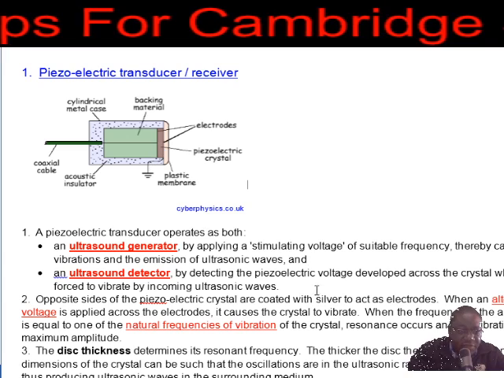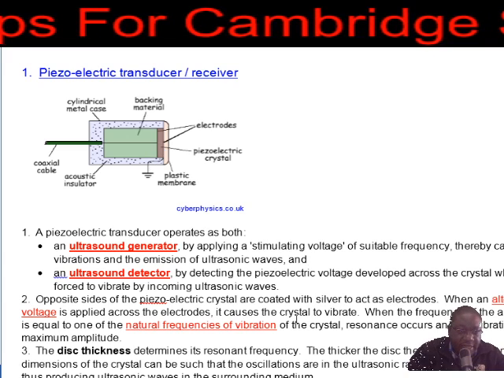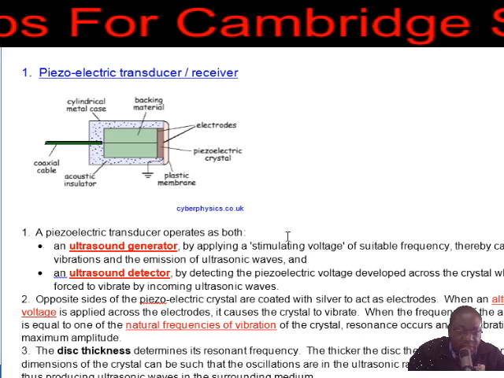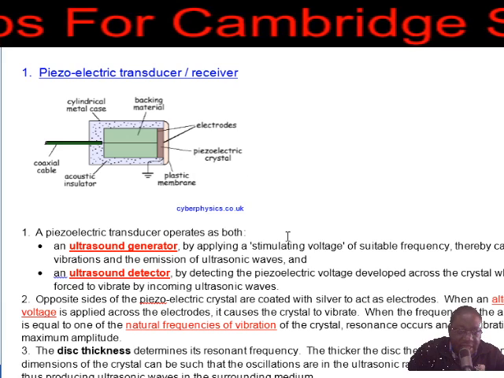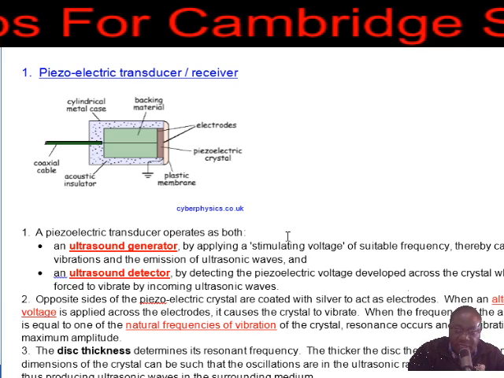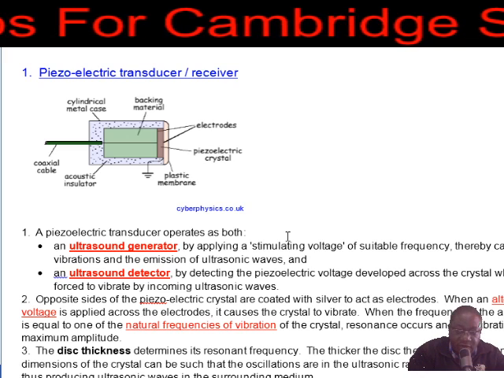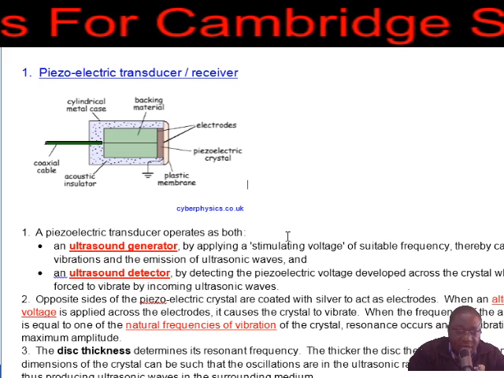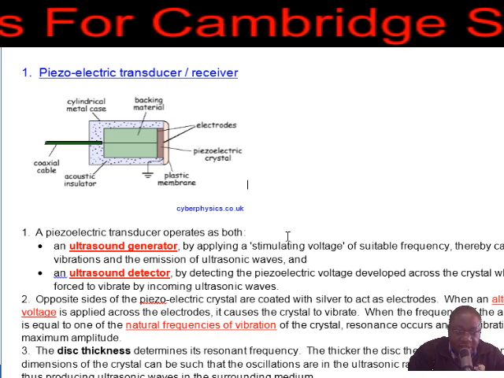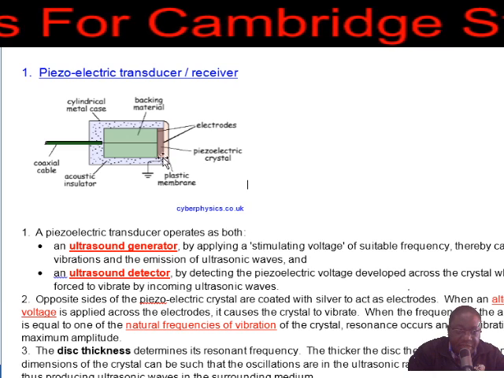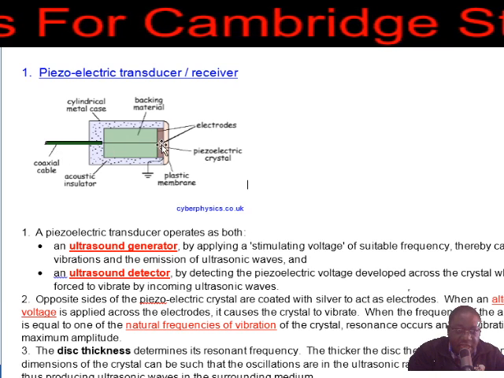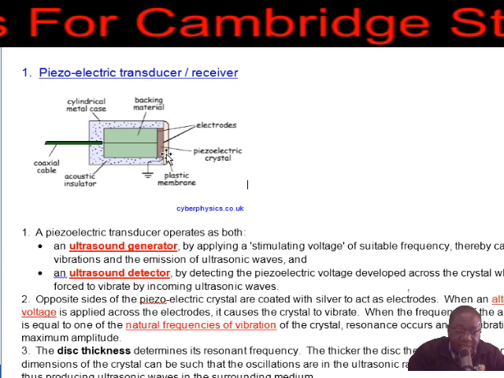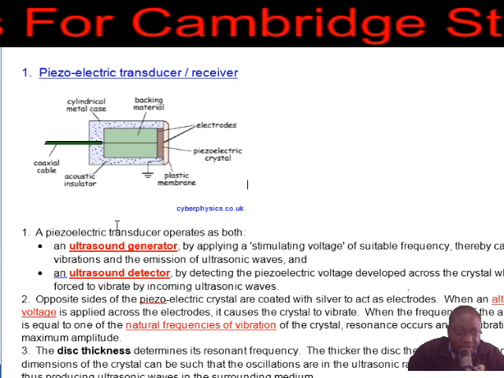When an alternating voltage is applied across the electrodes, it causes the crystal to vibrate. So the crystal starts to vibrate, and the vibrations are in the ultrasonic region. Remember that ultrasound is any sound that is above the upper hearing limit of a normal human being, that is above 20,000 hertz. So this crystal vibrates when you apply an alternating voltage. The crystal vibrates at a frequency that is in the ultrasonic region.